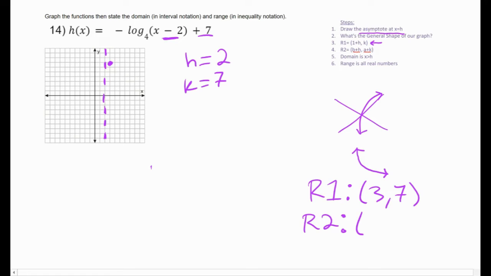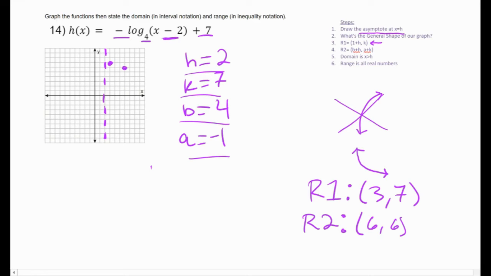Then my second reference point, and this one is b plus h. So my b value is my base, which is 4. And my a value is negative 1 here. Again, getting that from my equation. So the x value of reference point 2 is just b plus h. So 4 plus 2, which is 6. And then my y value is k plus a, which is also 6. So I'm going to count over 1, 2, 3, 4, 5, 6. 1, 2, 3, 4, 5, 6.